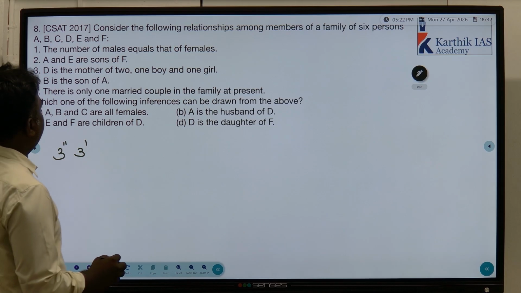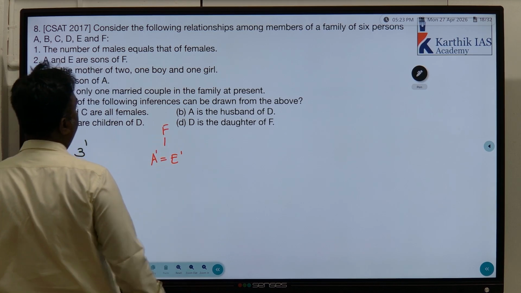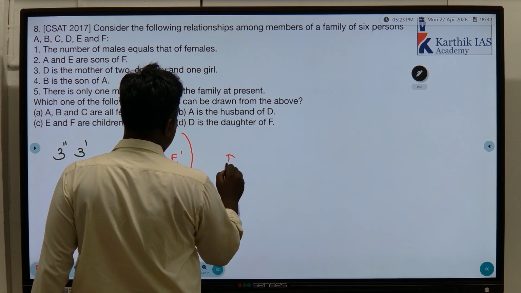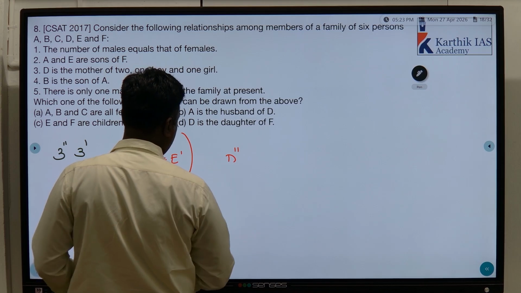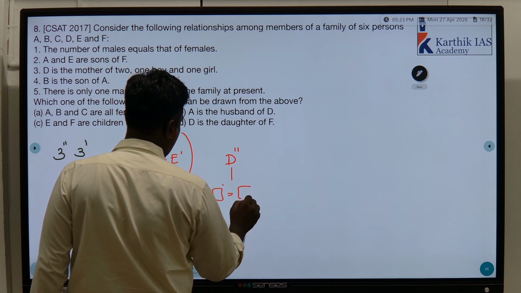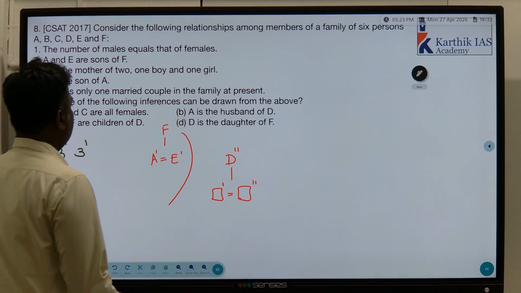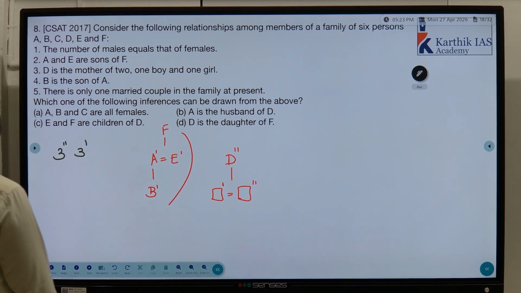A and E are sons of F. D is the mother of 2, one boy and one girl. B is the son of A. There is only one married couple at present.